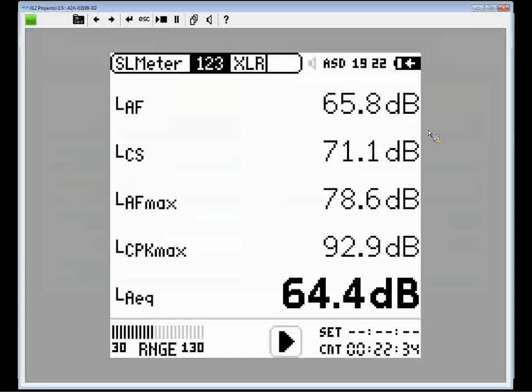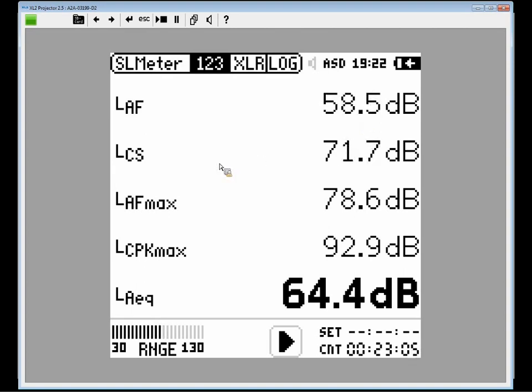This is an XL2 instrument that I have connected to my PC, where you see the content of the display. This is actually my voice that is being measured by the instrument, and you can see the LAF is jumping up and down. It's quite difficult to say where the average is or what the peak value was. It's an indicator of what is happening right now, but it doesn't give us really long-term information.